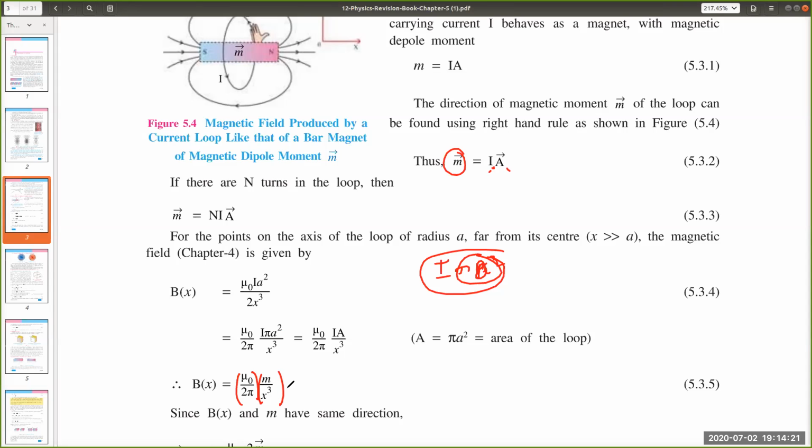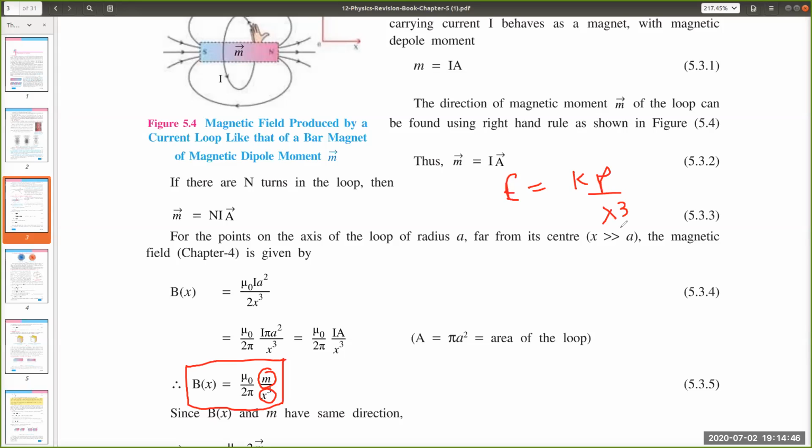Understood? Now, if you see this, you should get a deja vu. Are you getting a deja vu? B at x is mu naught by 2 pi, moment by x cube. Where was this seen? Dipole moment, electric field, right? It was kp by x cube, right? And then there was also 2kp by x cube.